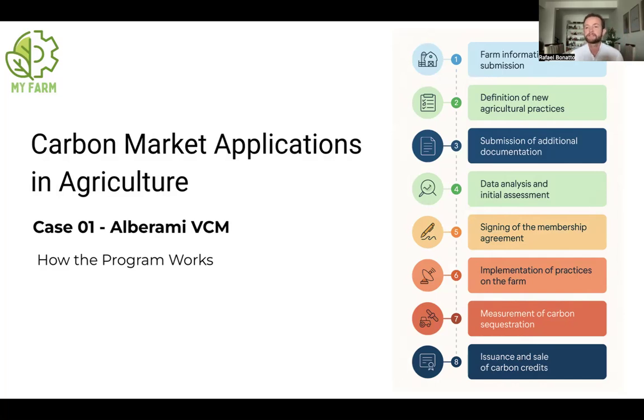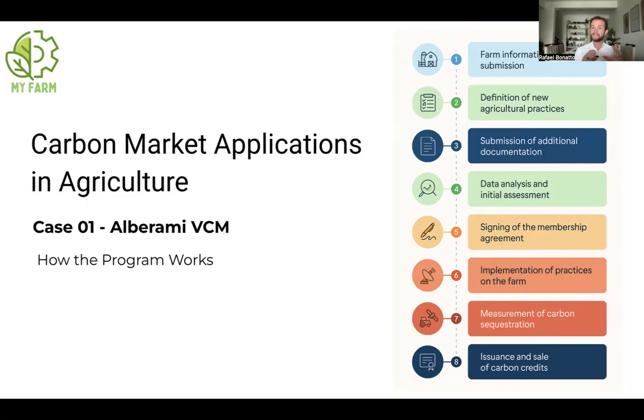The third step is the submission of additional documentation. During steps 1 and 2, Alberami will be able to see what the farmer has and what is missing from the farm. And that's why the third step is submitting the additional documentation, okay? And then Alberami will proceed to the data analysis and initial assessment to see how the farm is doing, what must be done, how the monitoring will take place, etc.